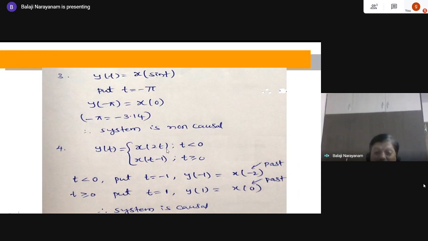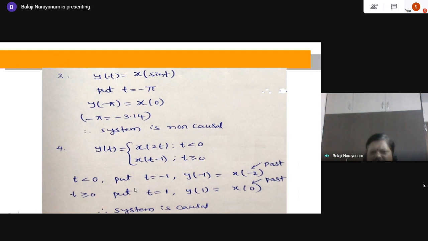y of t is x of 2t for t less than 0, whereas y of t is x of t minus 1 for t greater than or equal to 0. So we should be a little bit cautious in noting down y of t is x of 2t for t less than 0. Now let us take any value of t that is less than 0. We can easily know that t is equal to minus 1 is a value that is definitely less than 0. Substitute that value in the equation for y of t. By substituting that, y of minus 1 is equal to x of minus 2.